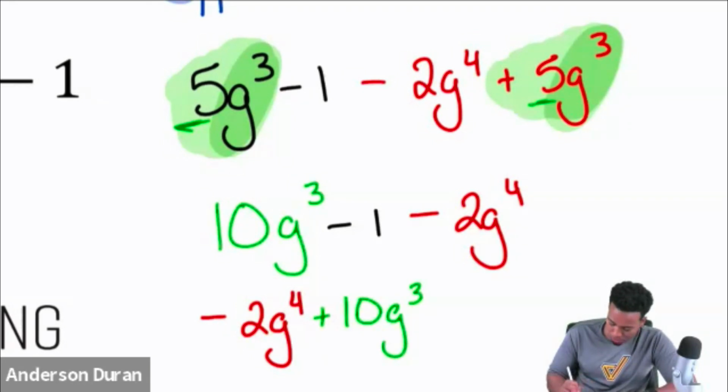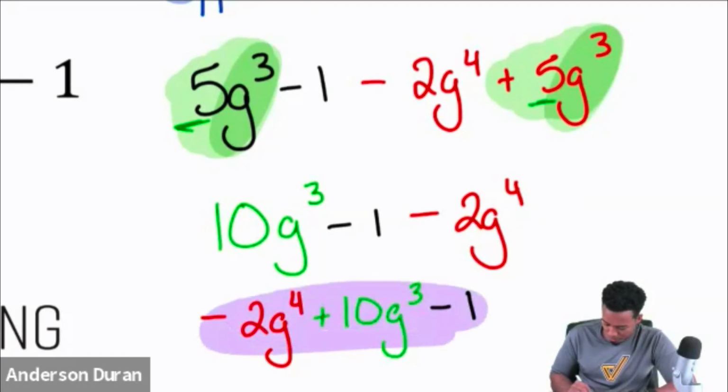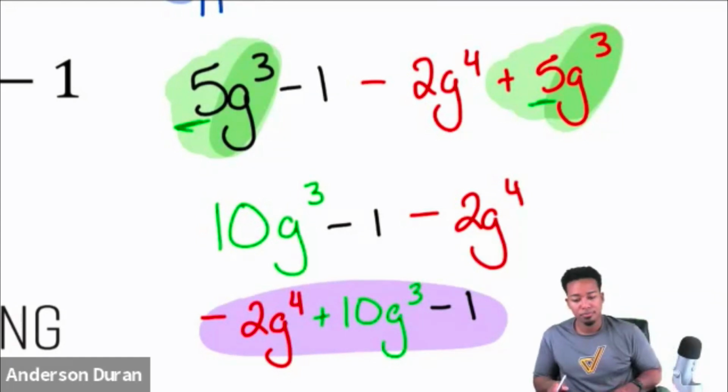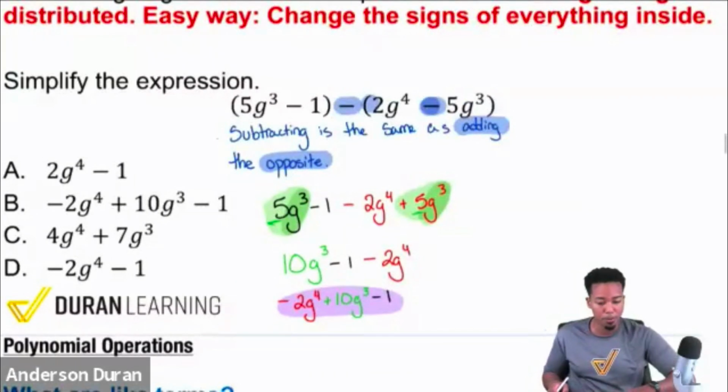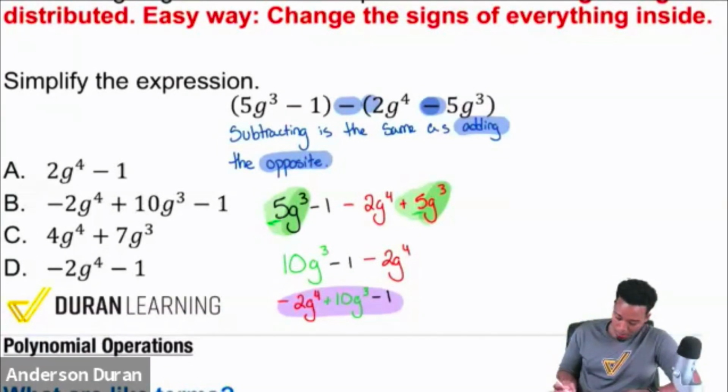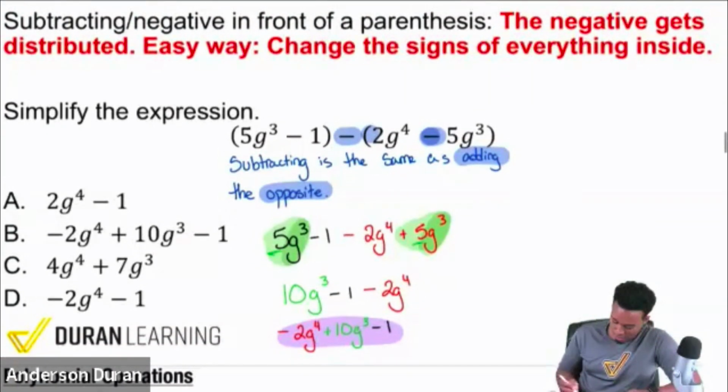And then the -1. And there we are. Let me not use blue because that's probably horrible there. But there it is. Negative 2g to the power of 4 plus 10g cubed minus 1. And the answer here will be B.